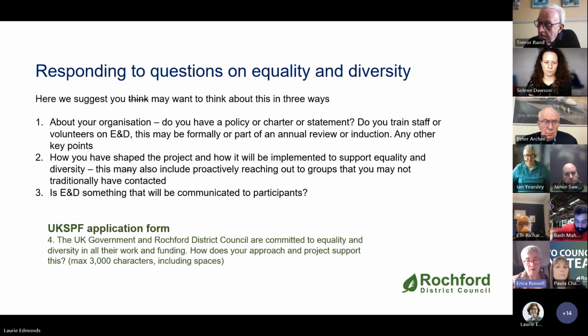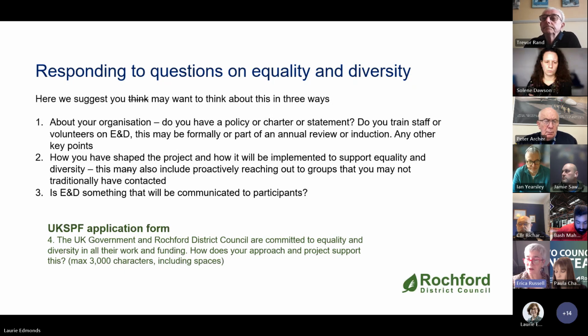Okay, just conscious of time, just picking up on a few of the other questions that you will see. So again, on the application form, you're going to be asked to talk about your equality and diversity in your work and funding. Here, I'm just taking a 3-point plan approach that I think is quite helpful. I would always think about this in 3 ways: about your organisation, how you've shaped the project to support equality and diversity, and is it something that you'll be communicating to participants?